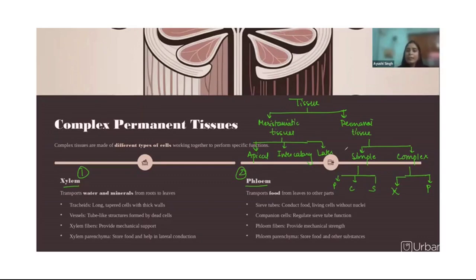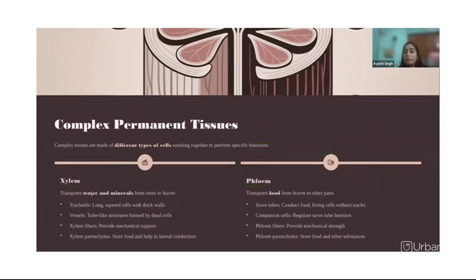And again, let's come back to xylem now. Xylem transports or conducts water and minerals coming from the root to leaves or different parts of the plant. It has four components, or four parts. Tracheids, which are long and tapered cells with thick cell walls. Then vessels, tube-like structures formed by dead cells. Then xylem fiber that provides mechanical support, and also xylem parenchyma, which helps in storing food and lateral conduction.